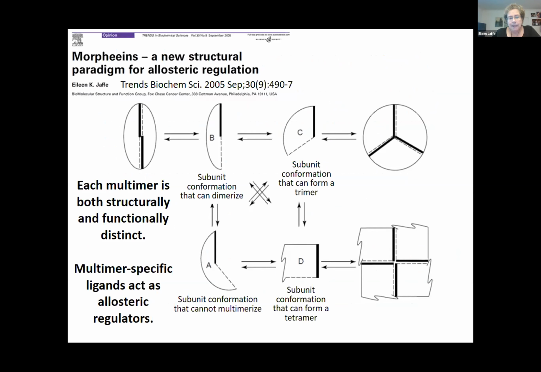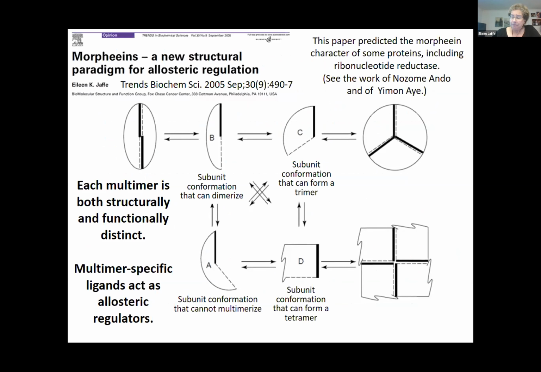This is a rather complicated slide of different multimers, but the point is that each multimer is both structurally and functionally distinct, and that there can be multimer-specific ligands that act as allosteric regulators. Now, this paper also predicted the morpheein character of a number of proteins. One of them is ribonucleotide reductase. And for that, I ask you to look at the current work of Nozomi Ando or Iman Ai, who are both working on this fascinating aspect of ribonucleotide reductase.